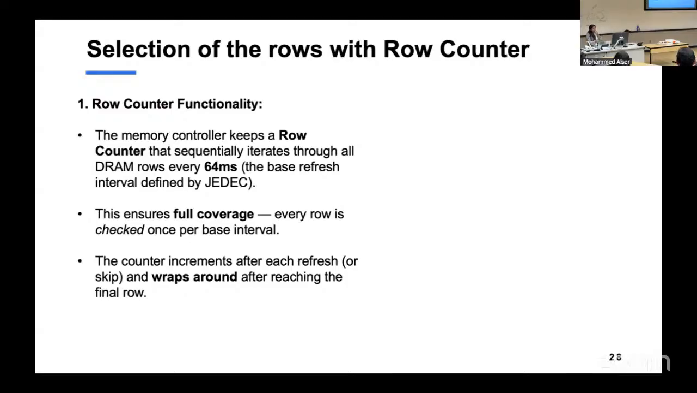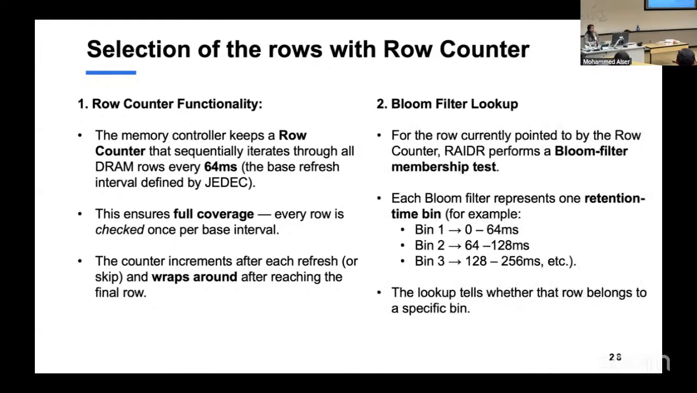And this is how it ensures full coverage, with no data loss, and every row is checked within that base interval. And then the period counter increments once the row counter wraps around when it reaches the final row. Okay, then the Bloom filter comes into the picture.